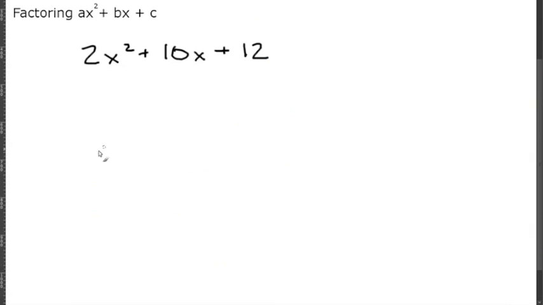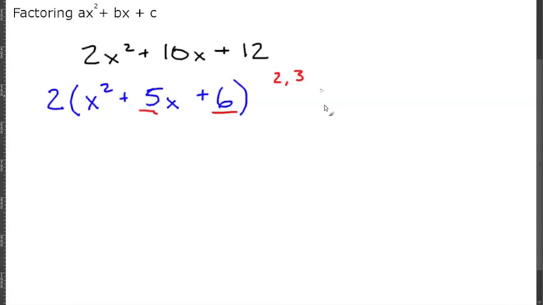Before you start factoring this, look at the individual terms. Each of them has a 2 in common, so let's start by pulling out the 2 first. That would leave us with 2 times x squared plus 5x plus 6. And now, as opposed to factoring an ax squared plus bx plus c, we just have to factor an x squared plus bx plus c. So we have to find numbers that multiply to give us 6 and add to give us 5. And we know those to be 2 and 3.